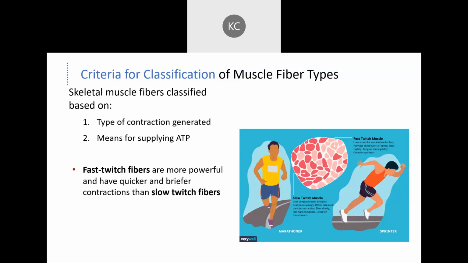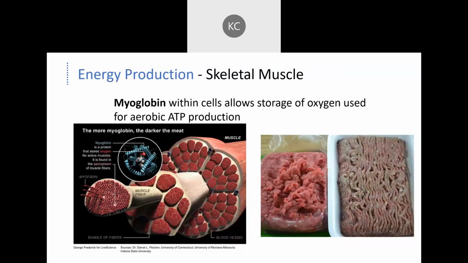Some of them have more blood supply, they have more of a particular type of protein that we'll talk about in the next slide. They make more ATP, they have more mitochondria. And so you call them one thing, fast twitch or slow twitch, and then you call the other ones the opposite. So before we talk about some of the characteristics of the fibers themselves, we have to look inside the fiber at a particular protein called myoglobin.